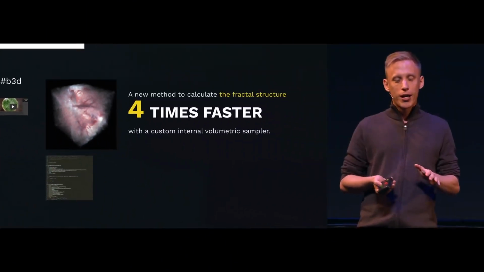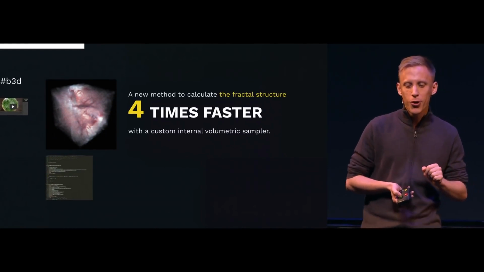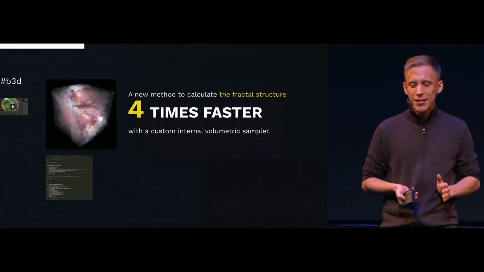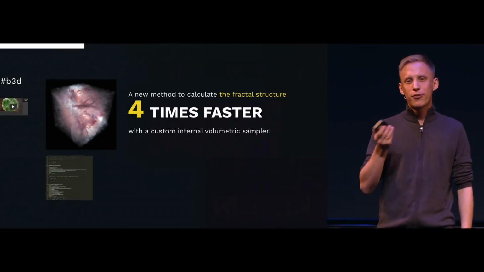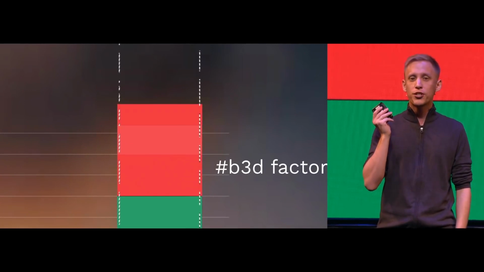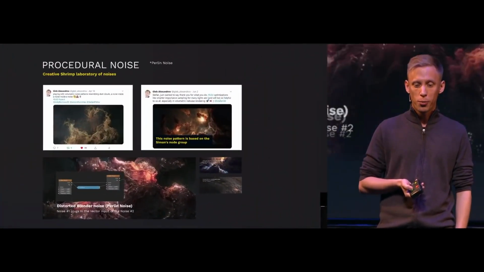And so, incidentally, Robert also coded a custom internal volumetric sampler, or whatever it is, which allowed us to calculate fractals 4 times faster, right out of the box. Boom, community-driven progress. Sweet, sweet open collaboration.